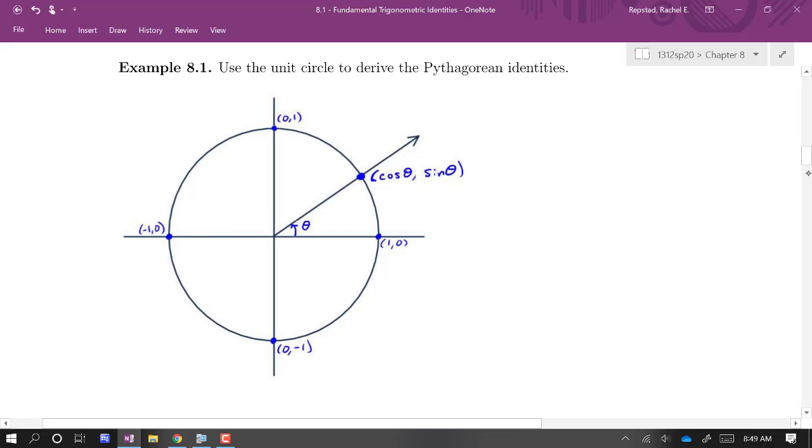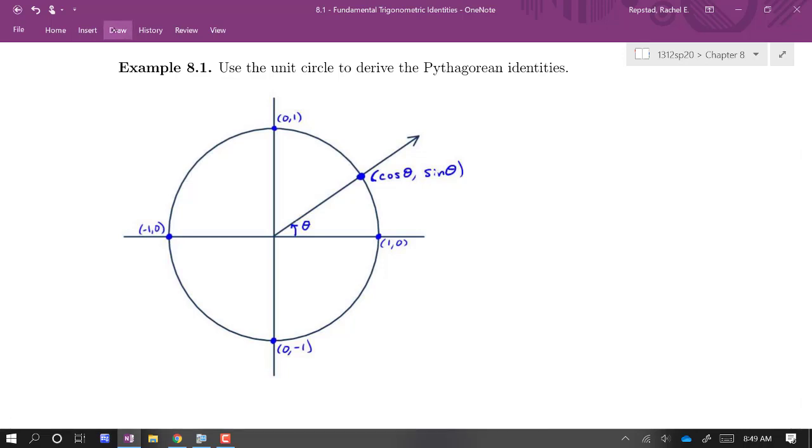So here's the unit circle. Remember that for a given angle theta, I drew theta so that it's in the first quadrant, but this is true regardless of what quadrant the angle is in. It's a unit circle, so it's radius 1, so we have the coordinates of these points. And then cosine theta and sine theta are just defined to be the coordinates of the point where the terminal side of the angle intersects with the circle.